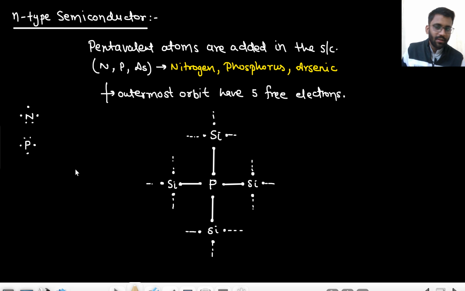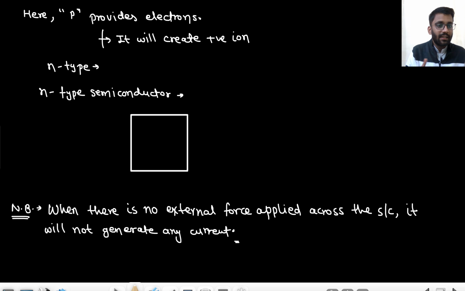So 4 of the electrons will make a bond, and 1 electron will be there. That will be a free electron. So phosphorus is also giving us a free electron. It is delivering an electron. So how will it be shown? A positive sign and then an electron.